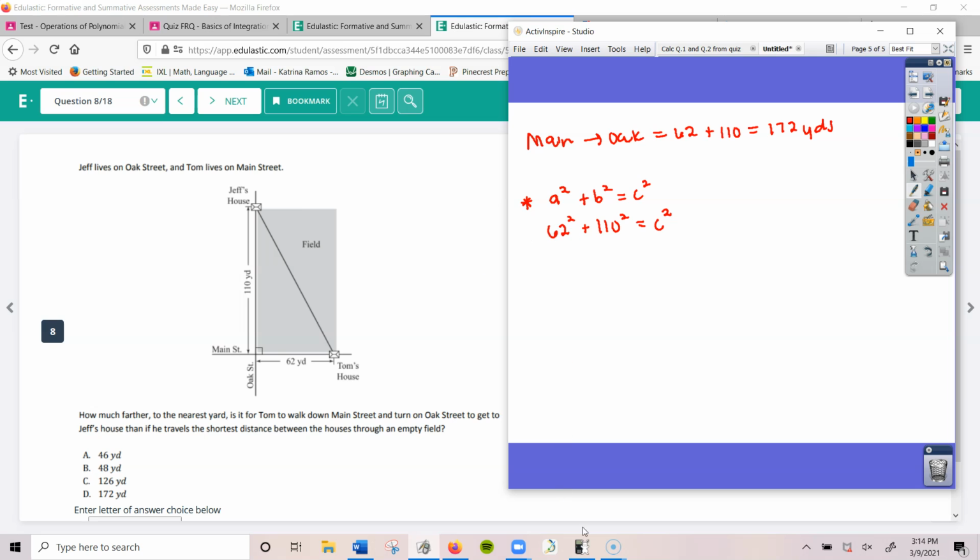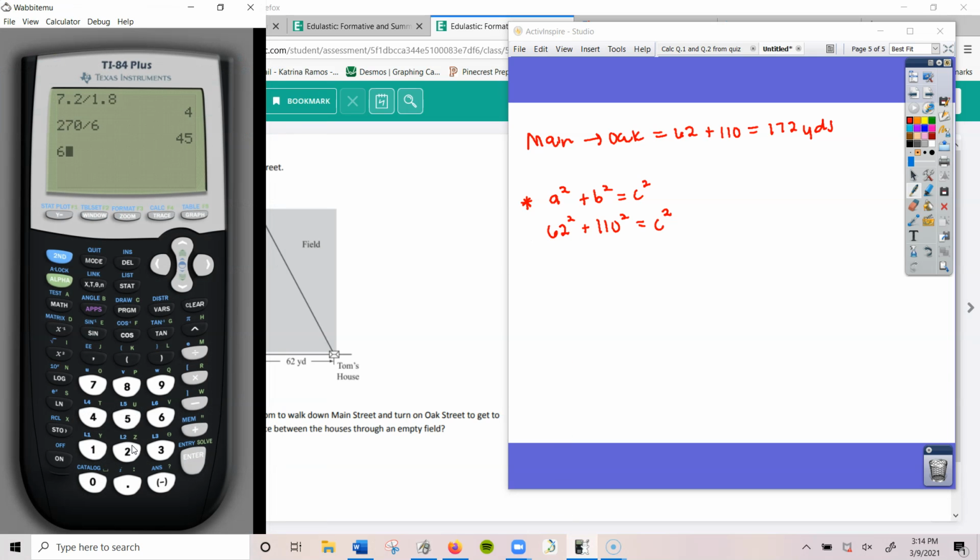So now let's put this in the calculator. Let's get 62 squared, which is 3,844, plus 110 squared.